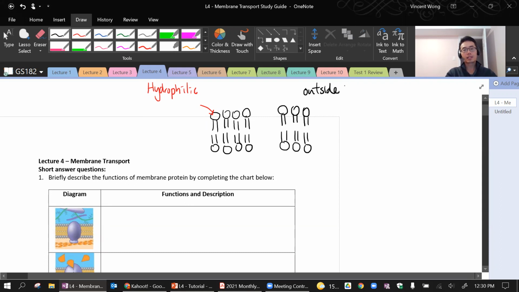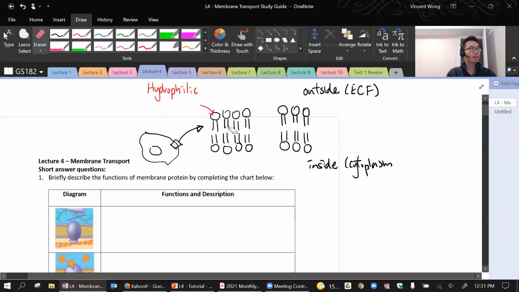The stuff that's outside of the cell is what we call the extracellular fluid, or ECF. And this would be the inside, which is just the cytoplasm. This here would be the cell membrane. If this is the cell nucleus, and we zoom in on this area, that's what we will see. It is the phospholipid bilayer, because there are two layers of these phospholipids.